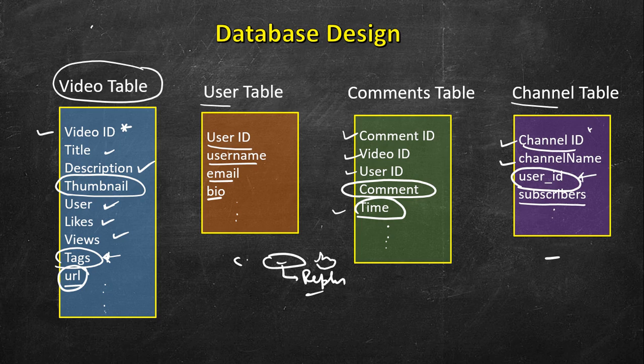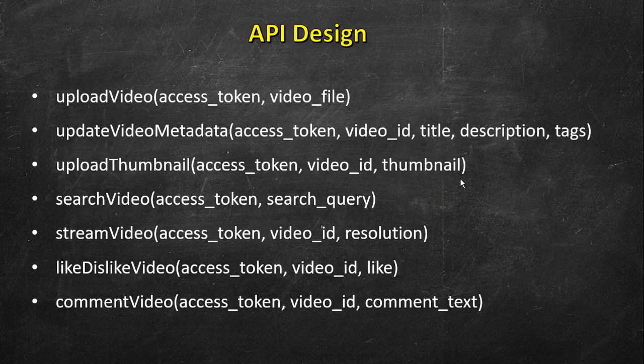Now let's see some of the API designs. One of the APIs that you want is upload video. Only if somebody is signed into YouTube is upload allowed. You can try it. If you are not signed in, it will first ask you to sign in. So you need to pass the access token for authentication associated with the user ID, and also the video file. Then you should be able to update video metadata. Again, you need to be signed in for all of these tasks.